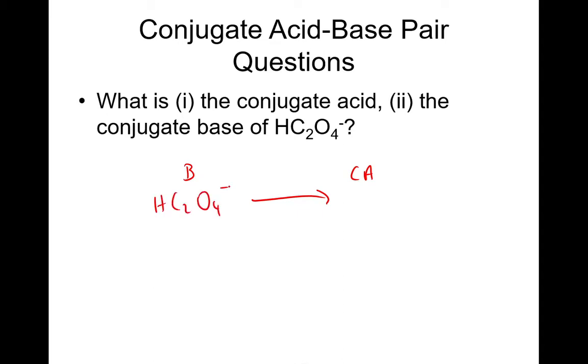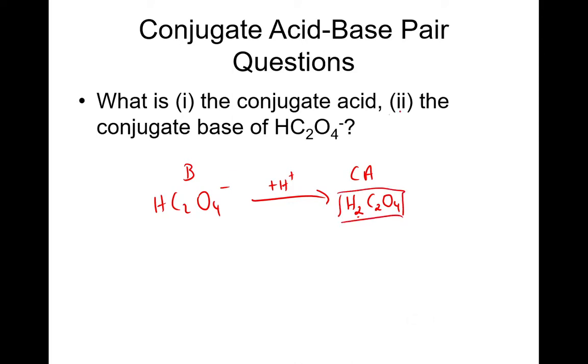HC2O4 minus. Now, what do bases do? Bases under Bronsted-Lowry theory accept protons. So that means that if this accepts a proton, it goes to H2C2O4. And because it's accepting a H plus, notice what happens. The H brings that H up to 2, and the plus and the minus cancel. So there's your conjugate acid.